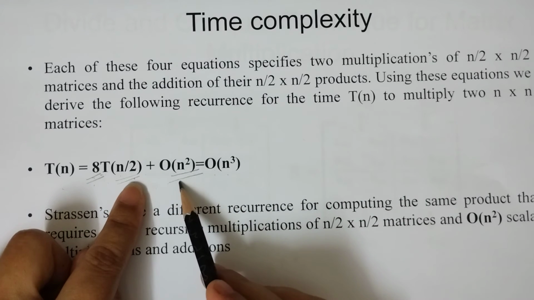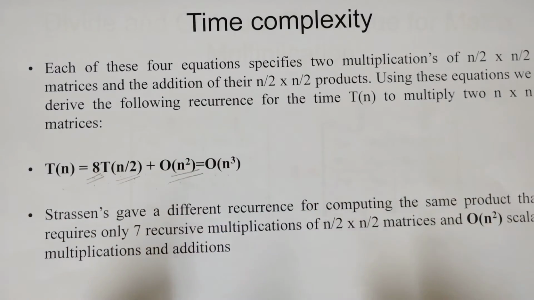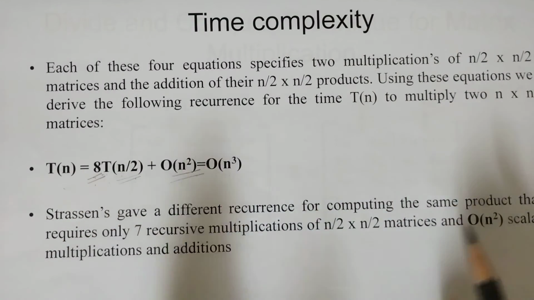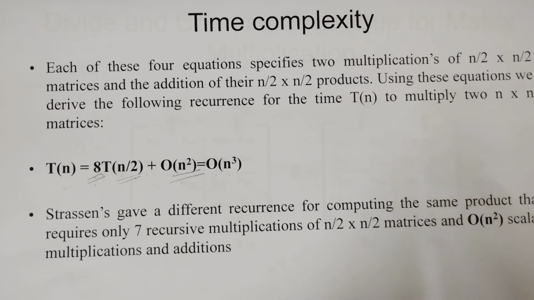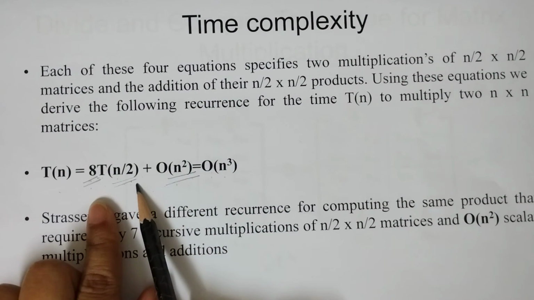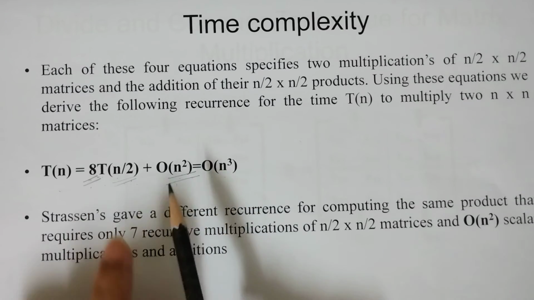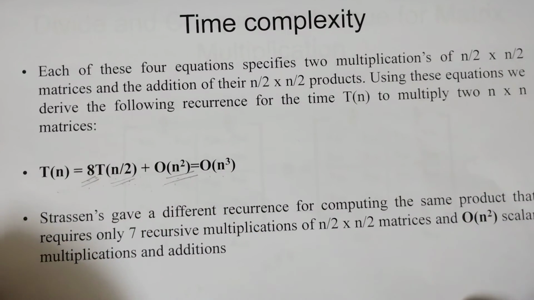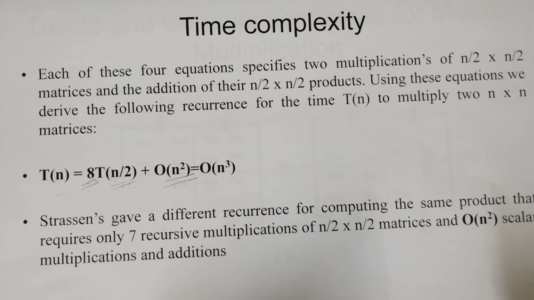This order of n square is the time taken to combine your matrices, for performing addition. Not only are you going to do the multiplication here, but you're also going to add the elements into the array, because you divided the given matrix into sub matrices, right? Now again you need to combine all those sub matrices by performing the addition operation.